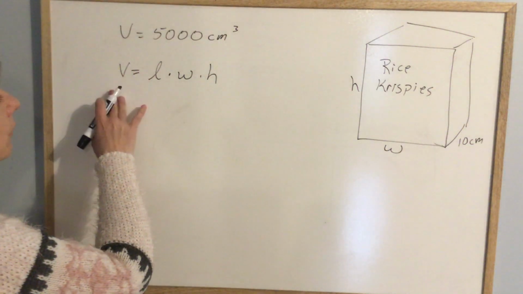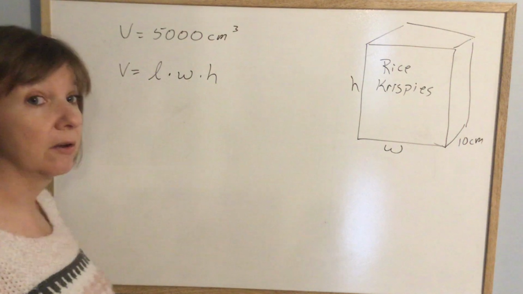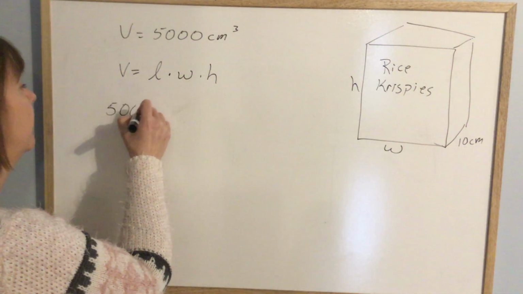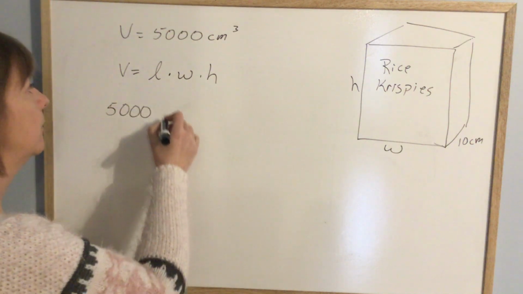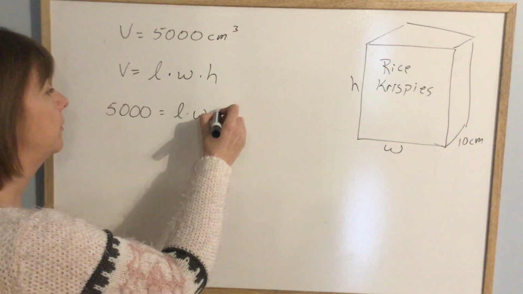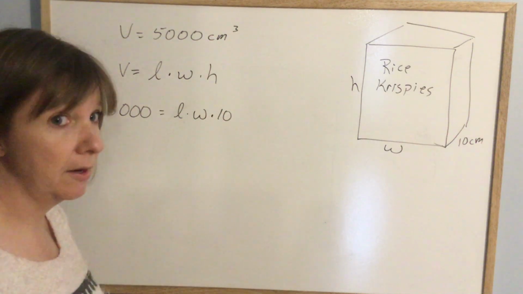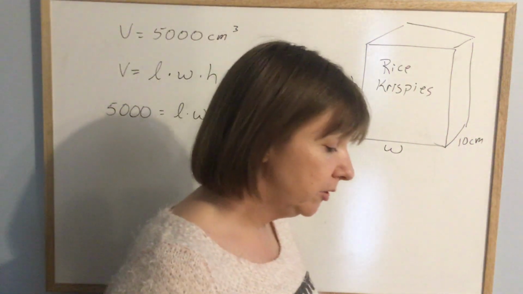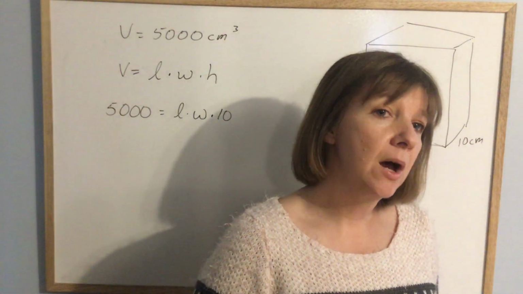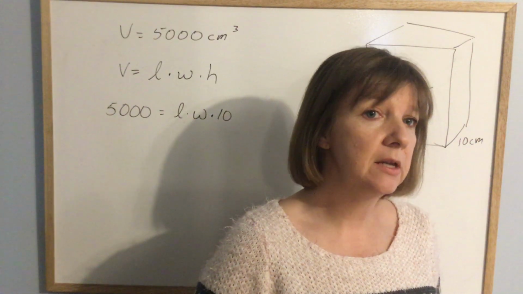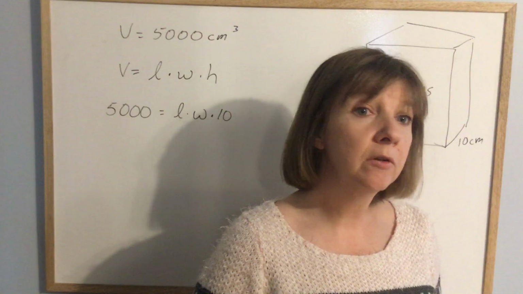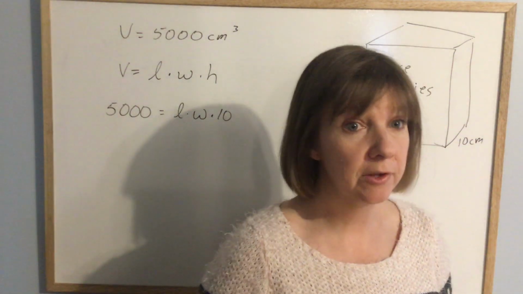So if volume is equal to length times width times height, and I know that my volume should be 5,000 centimeters cubed, I don't know what my length should be, I don't know what my width should be, but I do know that my height should be 10. Now, what am I trying to minimize? I'm trying to minimize the amount of cardboard that I'm going to need to make this box. That isn't volume. That is surface area.